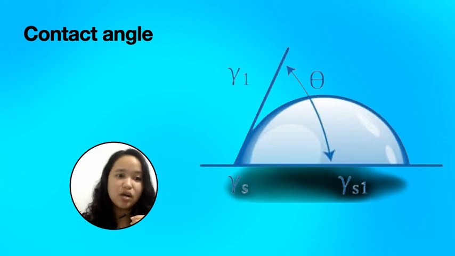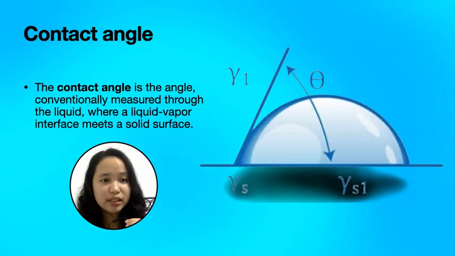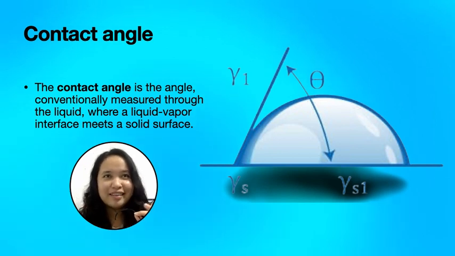Okay, so next, we have the contact angle. What is the contact angle? The contact angle is the angle conventionally measured through the liquid where a liquid-vapor interface meets a solid surface. This determines whether your fluid would spread or not.